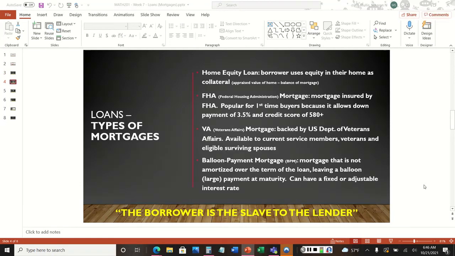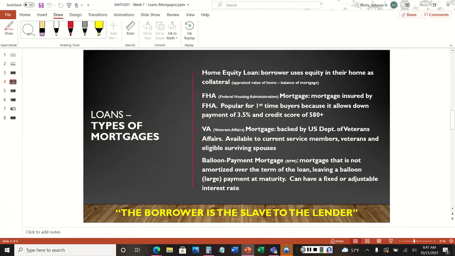So there are several different types of mortgages, but the four that I'm going to briefly discuss are the home equity loan, the FHA mortgage, the VA mortgage, and the balloon payment mortgage. So we'll start with the home equity loan. It's when the borrower uses the equity in their home as collateral. So to get the equity amount in your home, you have to take whatever the appraised value is and then subtract from it whatever the balance of the mortgage is. So I'll do a little example.